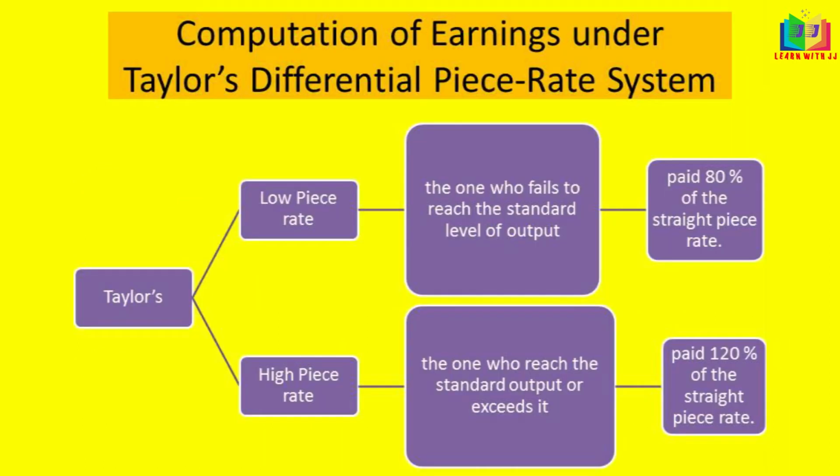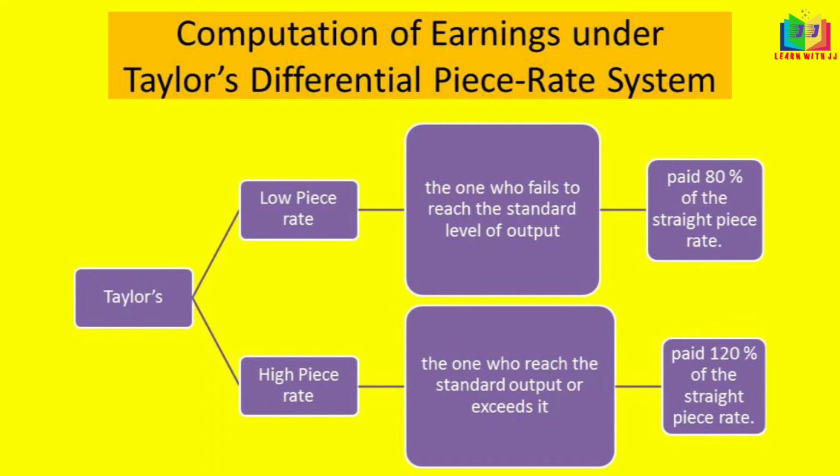Now we'll see the computation of earnings under this Taylor differential piece rate. Here the differential piece rate is classified into low piece rate and high piece rate. The one who fails to reach the standard level of output will get the low piece rate, and under this low piece rate they'll get 80% of the straight piece rate wages. The person who reaches the standard output or exceeds the standard output will get the high piece rate, and under this high piece rate they'll get 120% of the straight piece rate.